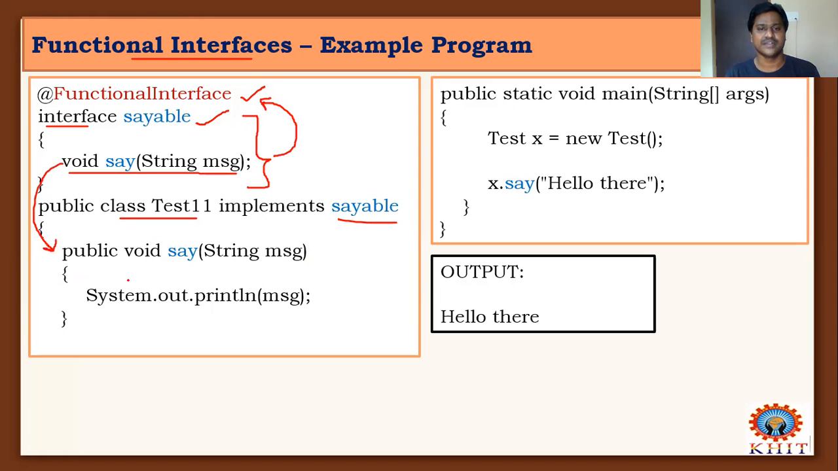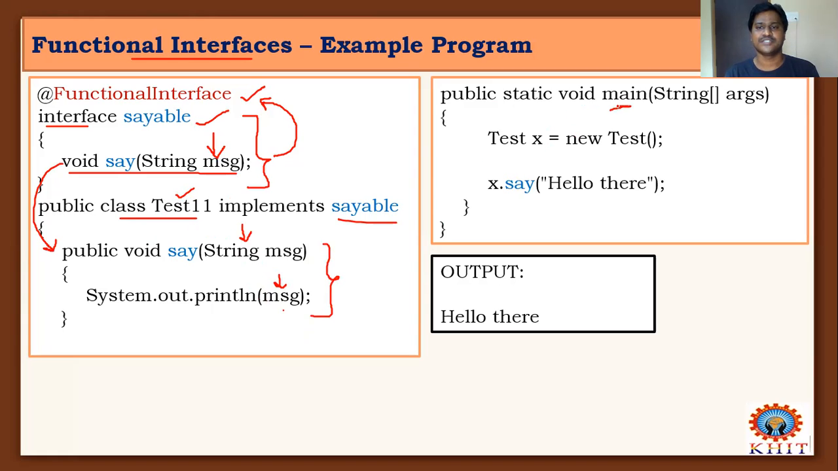This is a predefined default process. It is a function expecting one string argument, and we pass it the string argument and simply display it on the screen. This is the behavior of this method implemented by this class Test 11, right?